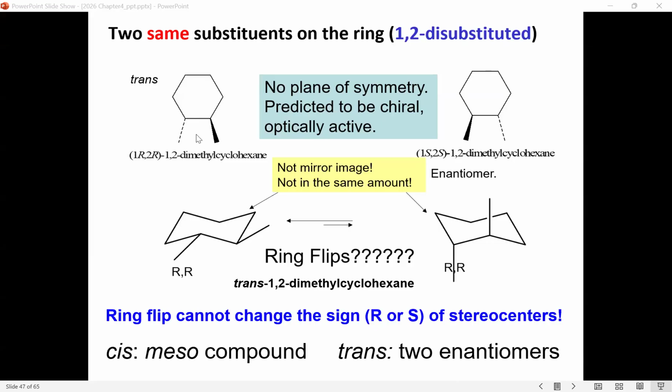Another thing to keep in mind: if you do the ring flip, it won't change your stereocenter assignment. If it's RR, it will still be RR, and if it's SS, it stays SS. The conclusion here is that for two same substituent groups, cis will be a meso compound and trans will be a pair of enantiomers. Just make sure you use the planar structure; you don't need to draw the chair conformation. The planar structure gives the right conclusion.